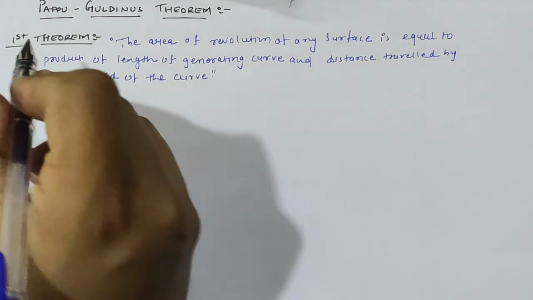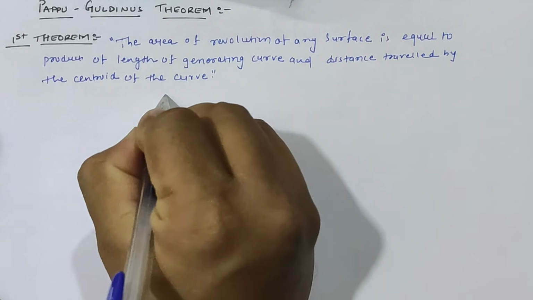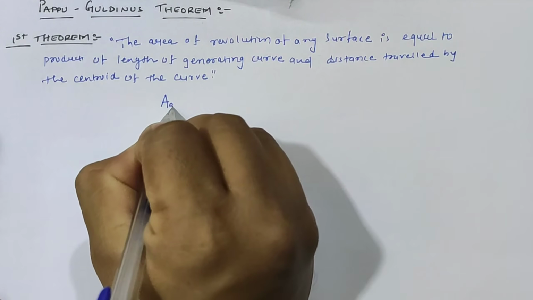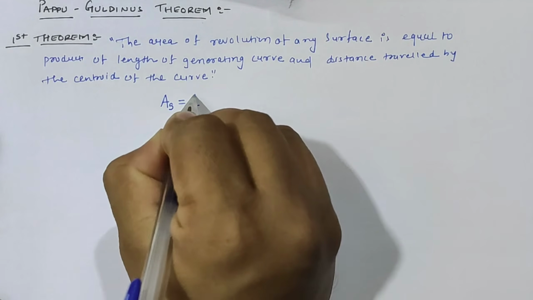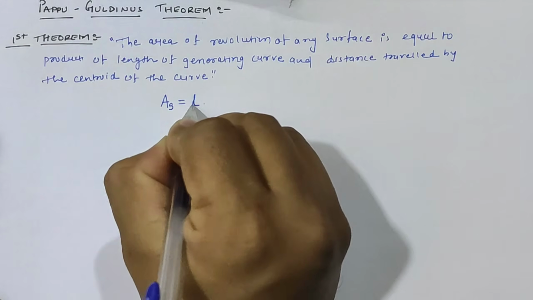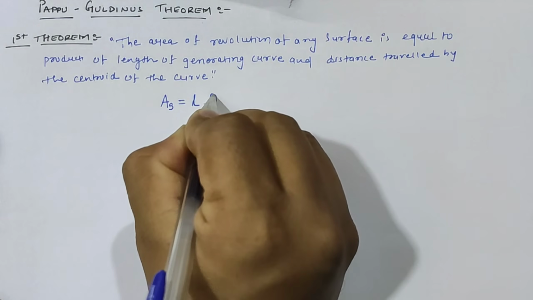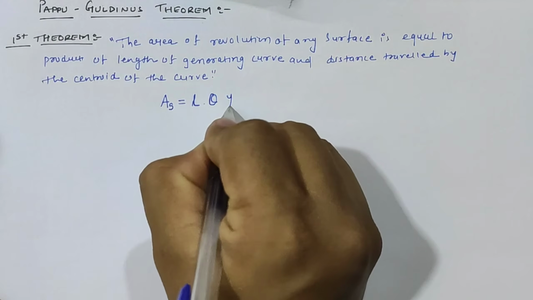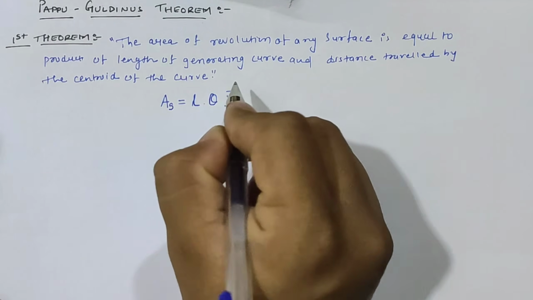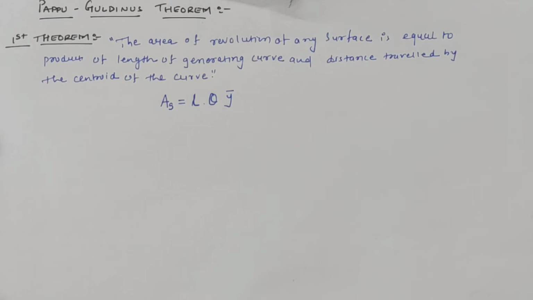So the mathematical equation for the first theorem can be written as surface area A_S, which is equal to the length of the generating curve as a small l, into theta as the revolution with respect to any axis, and either y bar or x bar as the CG distance.